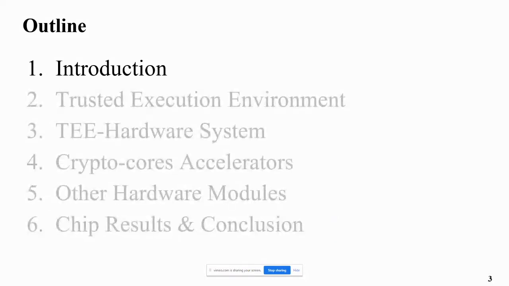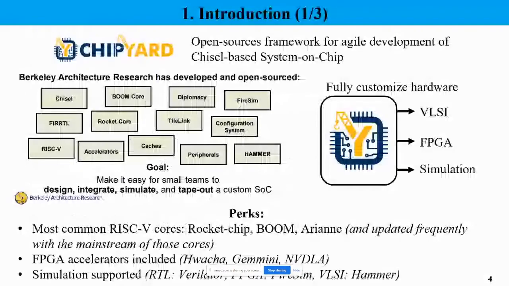So let's jump over the introduction of the TEE hardware. The TEE hardware system is a hardware generator based on the Chisel-based Chipyard framework. Chipyard is maintained by UC Berkeley and is a conglomerate of hardware generators and RISC-V cores to create a fully customizable environment, to make it easy for small teams to design, integrate, simulate, and tape out a custom system on chip, or SoC. The cores integrated include the Rocket Chip, the Berkeley Out-of-Order Machine, BOOM, and the Ariane core. The project also includes FPGA accelerators like Hwacha, Gemmini, and the NVIDIA Deep Learning Accelerator.